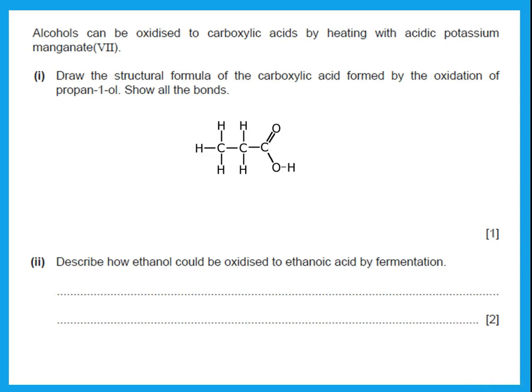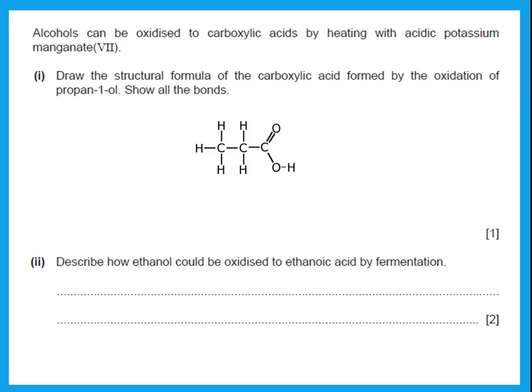Okay. So, alcohols can be oxidized to carboxylic acids by heating with acidic potassium manganate. Draw the formula of the carboxylic acid formed by oxidation of prop-1-ol. We said oxidation of an alcohol produces the corresponding acid. So if I'm trying to oxidize propanol, which has how many carbons? Prop is 3. Then I will end up with an acid that has also 3 carbons. So this is propanoic acid.